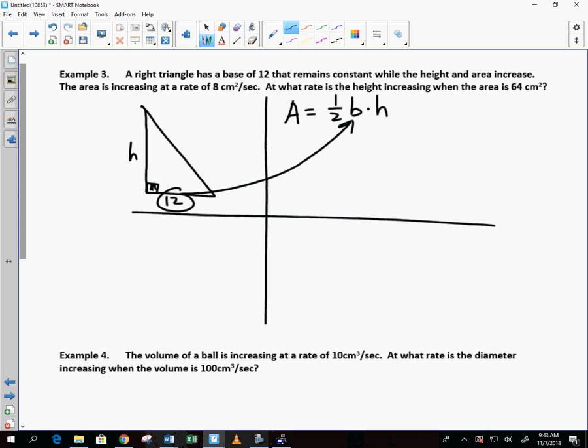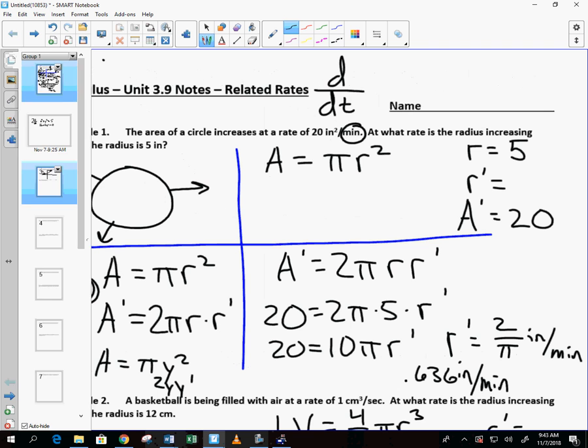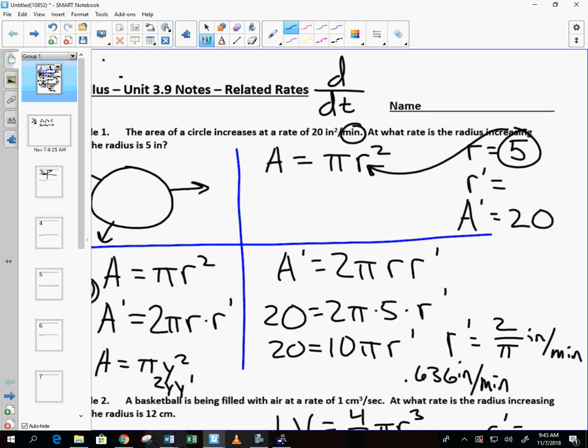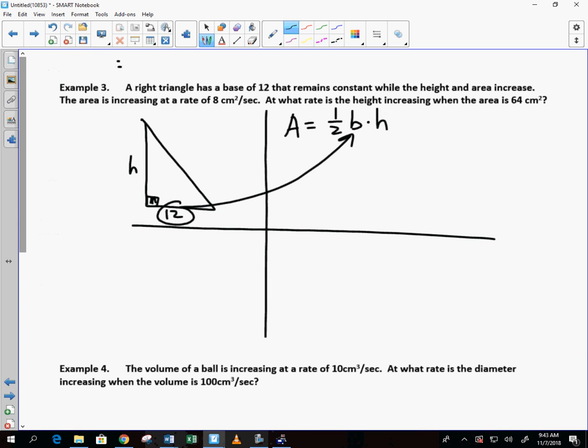Now, I want to be clear, folks. As you look back at our first problem, we couldn't plug 5 in right away for the radius. Why? Because is the radius changing? It is. But in this situation, is the base changing? No. So all of a sudden our formula becomes area equals 6H.